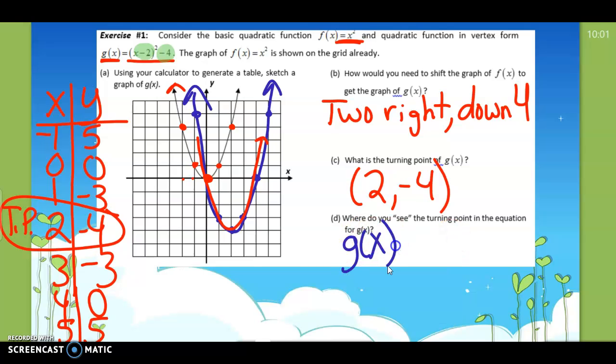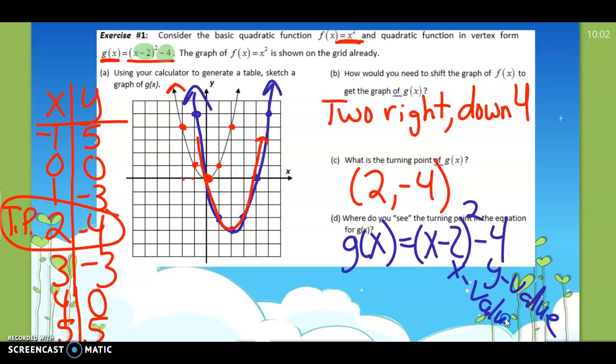g of x is (x - 2) squared - 4, where here is the y value, clear as day, and this is the x value, but it is the opposite. So that's one thing you're going to have to think about, is that it's always the opposite x value, where this was -2 inside, and it's really a +2 here.